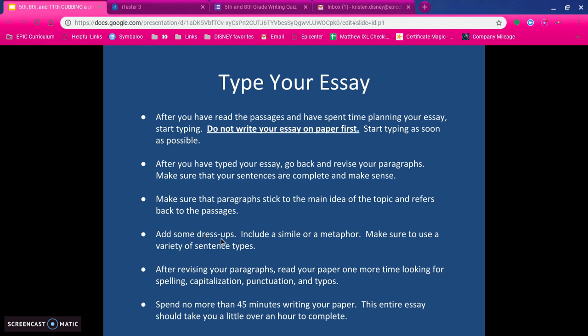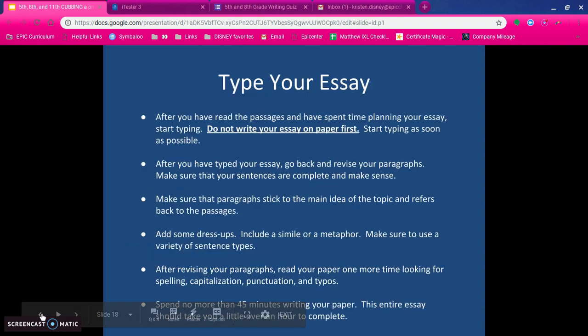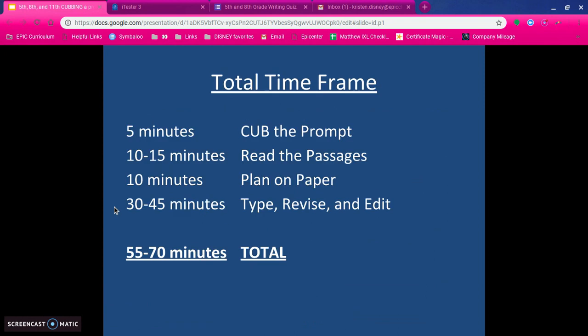Add some dress ups. Include a simile, a metaphor. Make sure that you use a variety of sentence types and sentence openers. Throw in some -ing openers, prepositional openers, some strong -ly adverbs. Then, after revising your paragraph, read your paper one more time looking for spelling, capitalization, punctuation, and typos. Spend no more than 45 minutes writing your paper. The entire essay should take you just a little over an hour to do from start to finish.